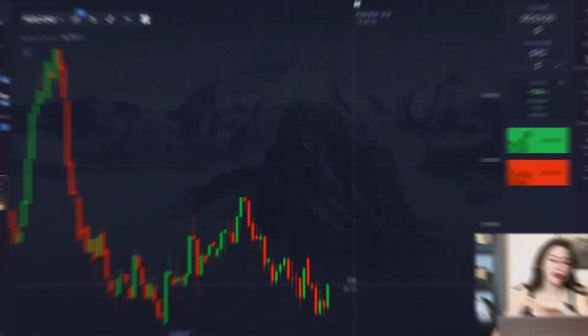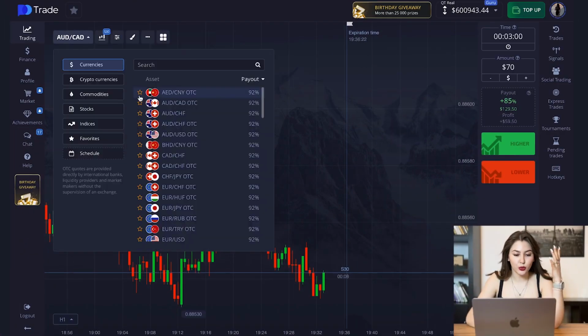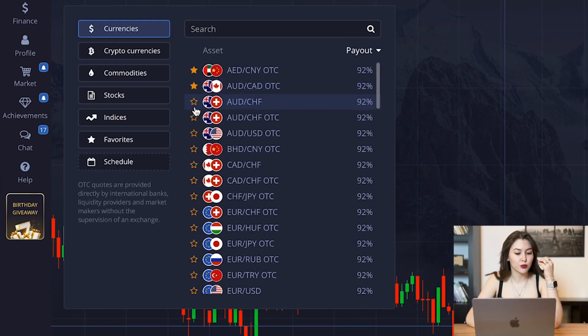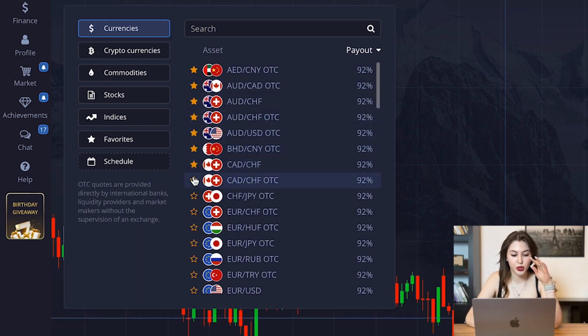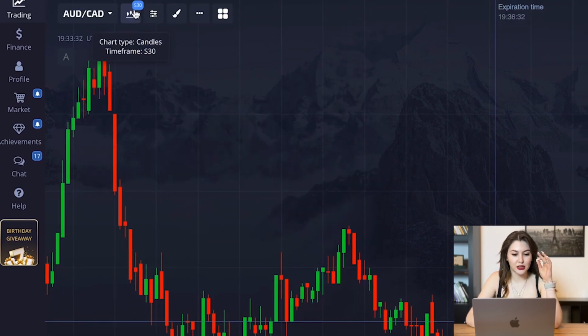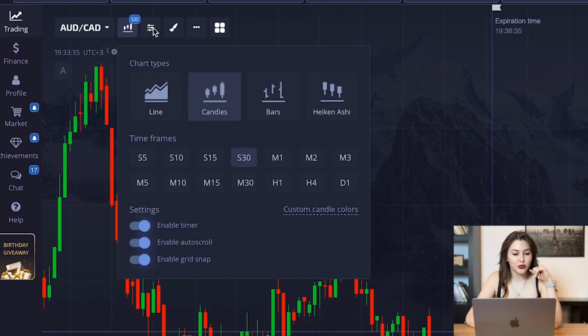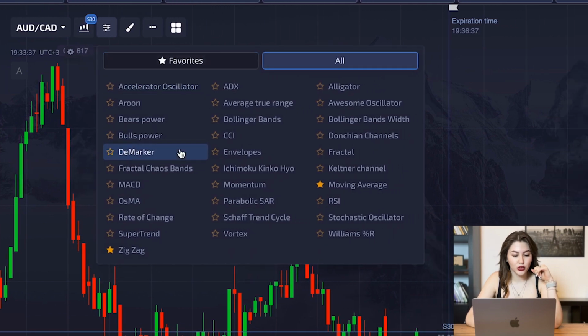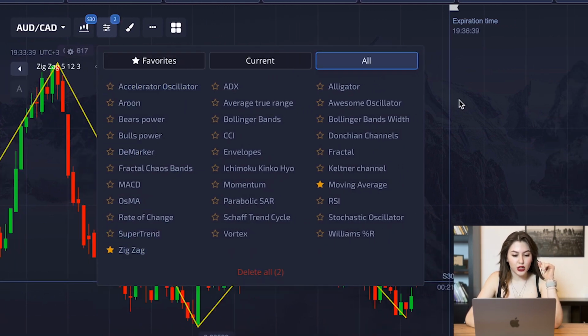So as usual, we're gonna start with choosing the assets with the biggest payout. As you can see, the best payout on the Pocket Option is 92% and that is a good profit from the assets. Also, we're gonna use the candles for 30 seconds and we're gonna use two indicators for today, the oscillator and the zigzag.